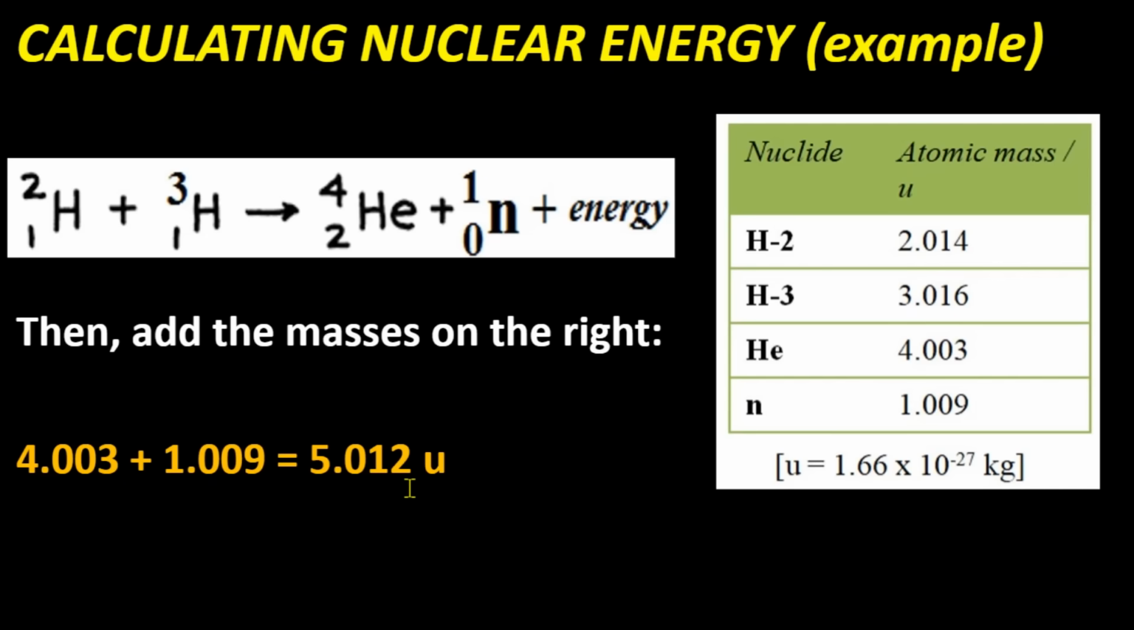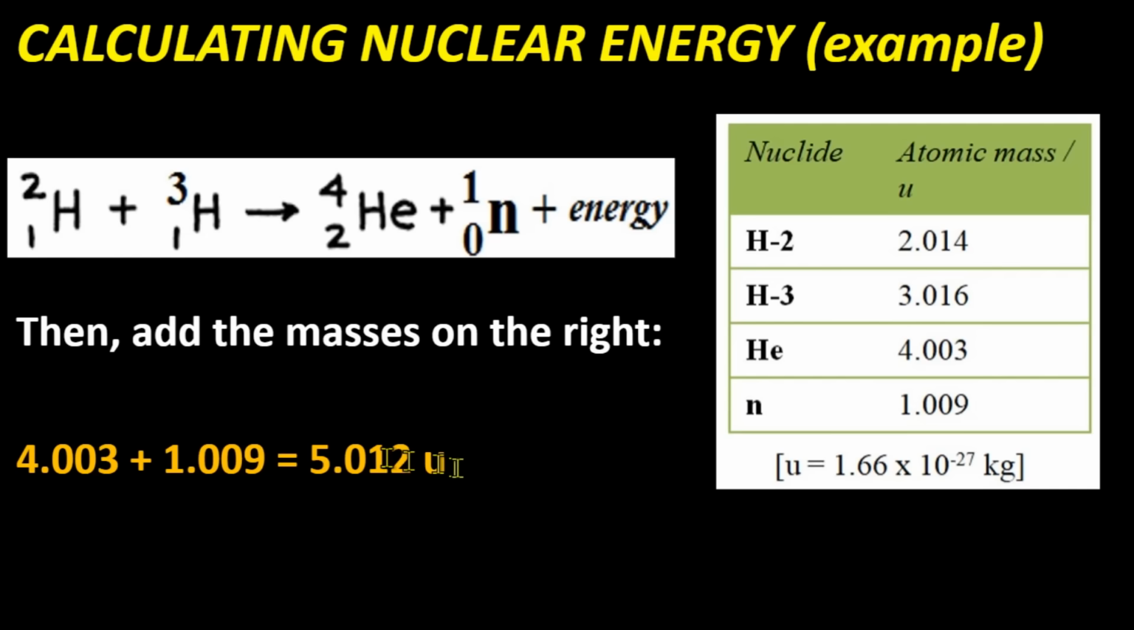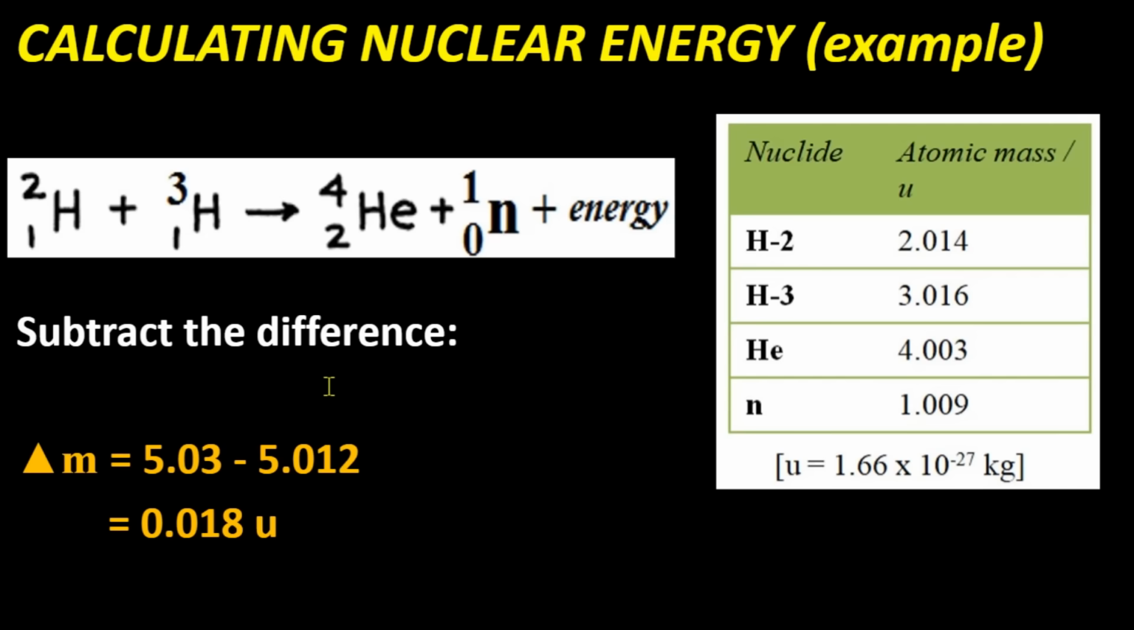Now you're going to notice that this number on the right, 5.012, is a little less than what we got on the left, 5.03U. Now this is because the remainder of the mass was converted into energy, as E is equal to mc squared. So the difference in mass is actually what's going to convert to the energy there. So what we have to do next is to subtract the difference. So we're going to see 5.03 minus 5.012. So the difference here, delta M, is going to be equal to 0.018U.